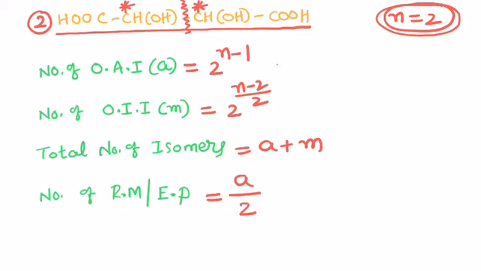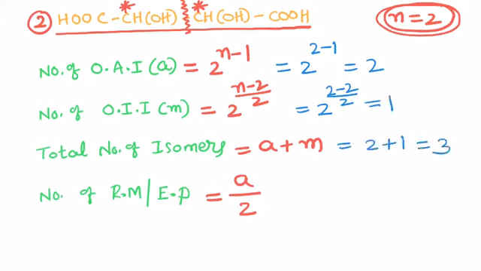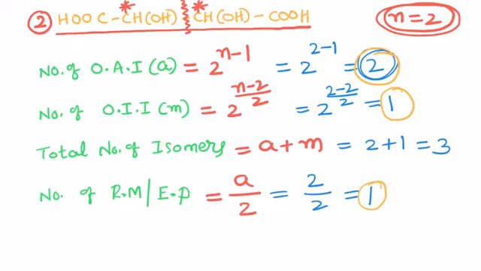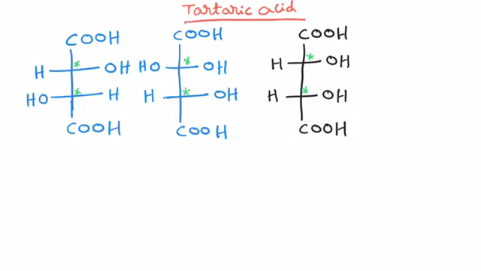Now you can write 2 in place of n. So 2 power 2 minus 1 equals 2. And second, 2 power 2 minus 2 divided by 2 equals 1. Total 2 plus 1 equals 3. Active isomers 2 are there, right? So 2 divided by 2 equals 1. Okay, in tartaric acid, optical active isomers are 2. The inactive isomer or meso compound is 1. The racemic mixture is also 1.